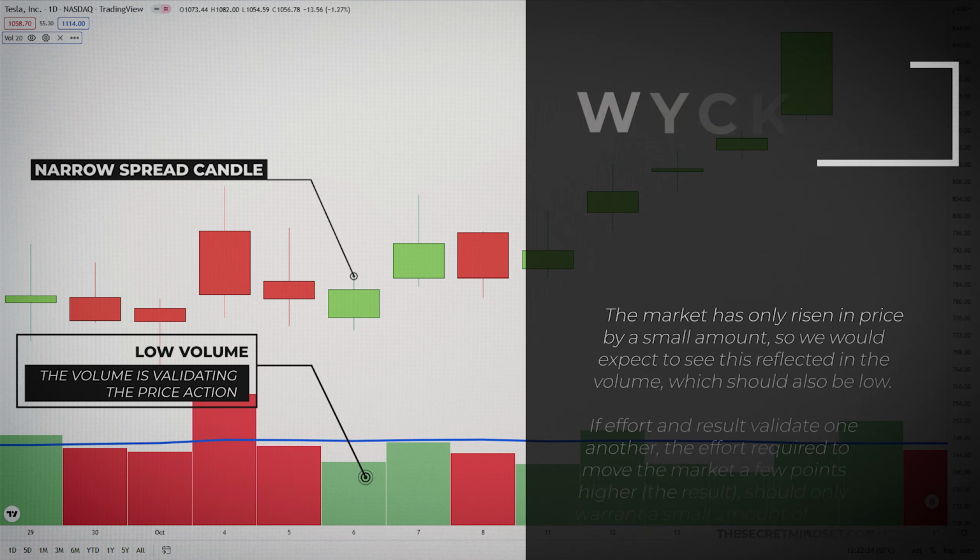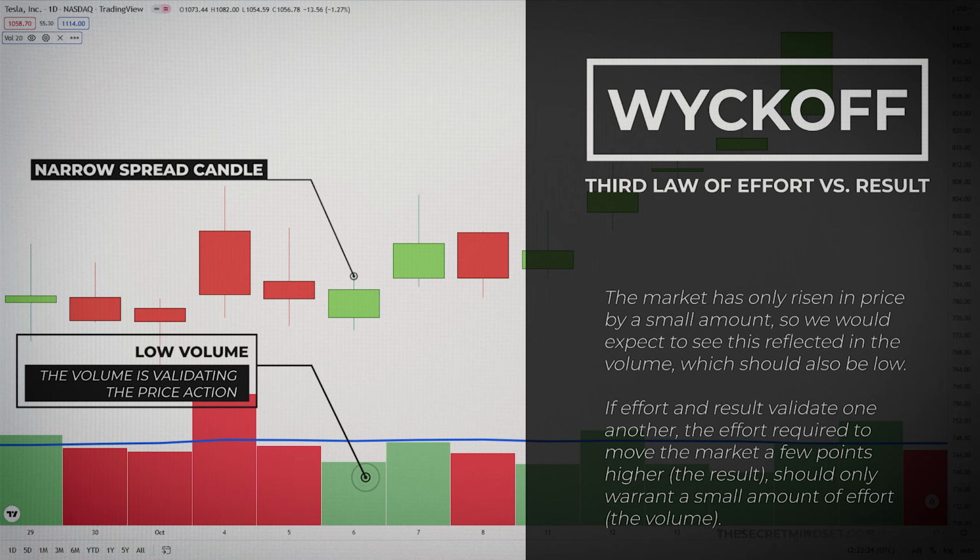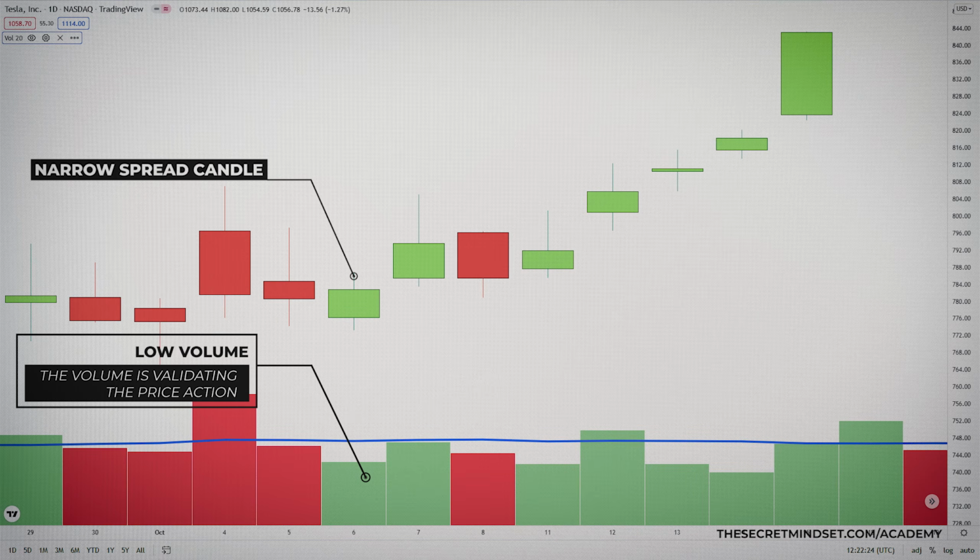And the reason is again because of effort and result. In this case, the market has only increased in price by a small amount, and therefore we would expect to see this reflected in the volume, which should also be low. After all, if effort and result validate one another, the effort required to move the market a few points higher, the result, should only warrant a small amount of effort, the volume. So once again, we have a true picture with the volume validating the price.